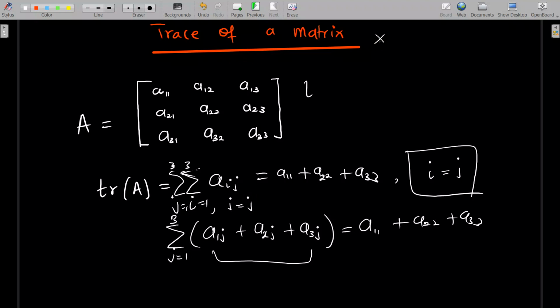Especially with the trace of a matrix, in the next lesson I'm going to take the properties of that and some basic proofs you can write out of the trace of a matrix.